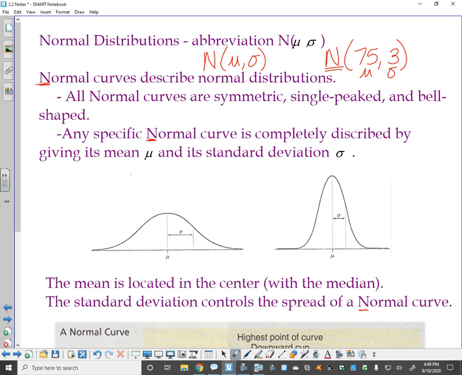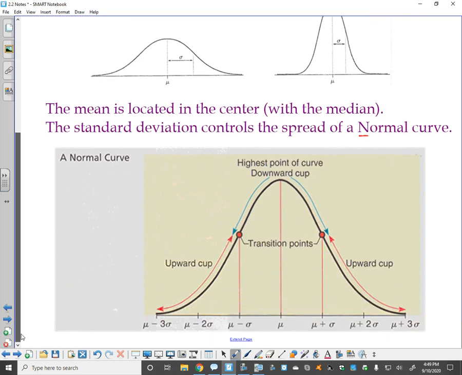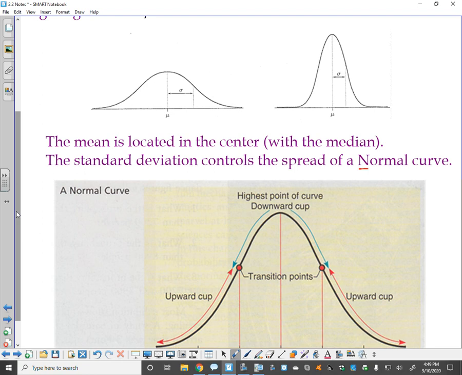Okay, so we have 2 normal distributions here, 2 normal curves. The mean is located in the center with the median. The reason why? Because we're symmetrical. The standard deviation controls the spread of a normal curve. Okay, so if I'm looking at these 2 curves at the top of your screen, the one on the left has a higher standard deviation than the second one because the first one is more spread out and standard deviation measures the spread.